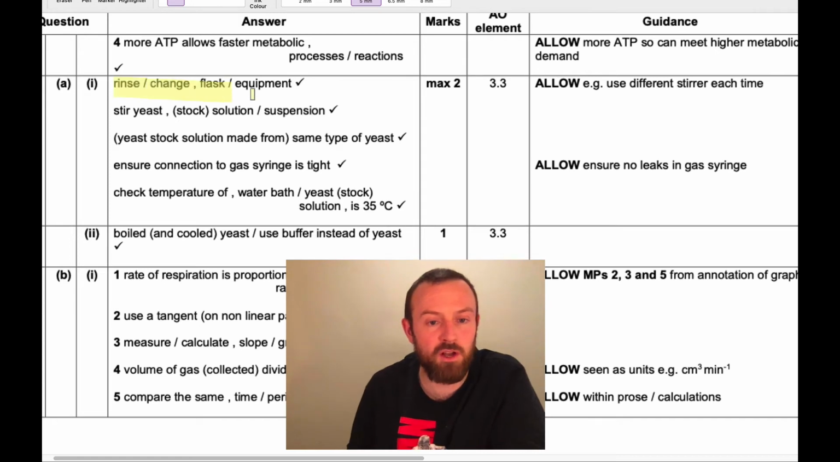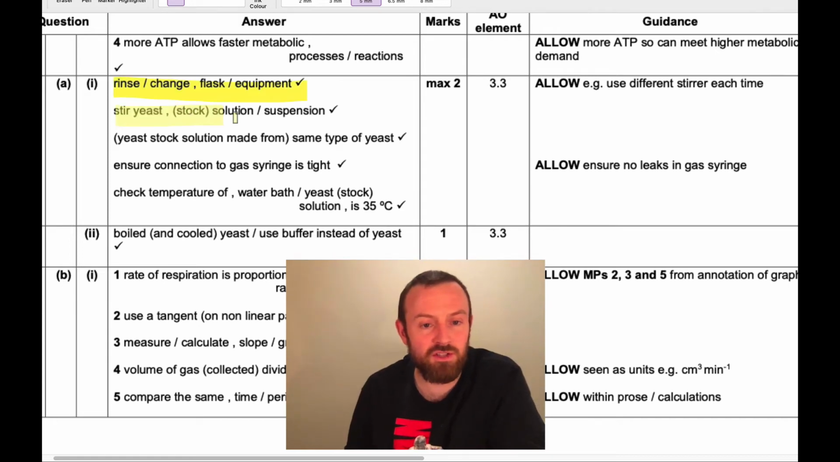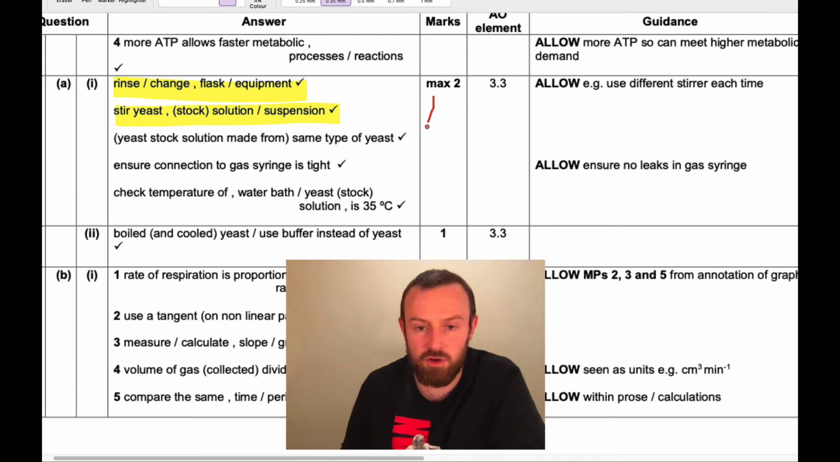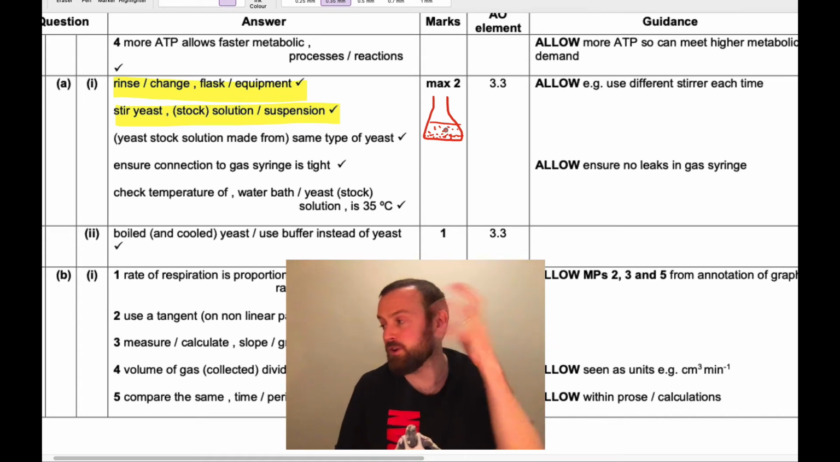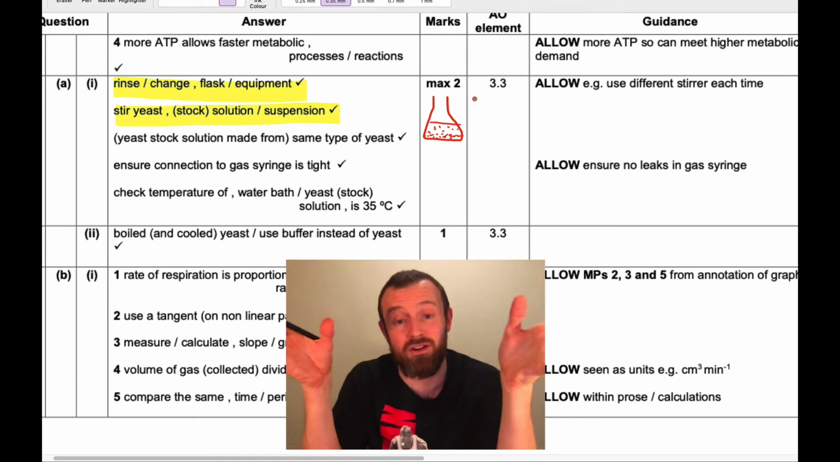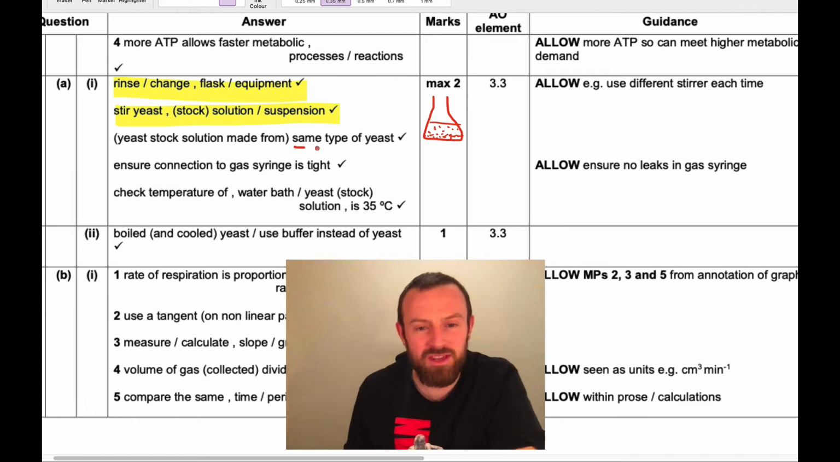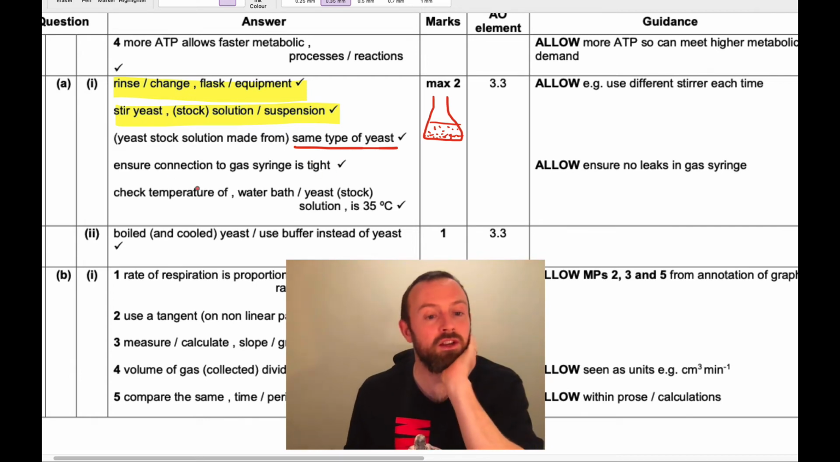So rinse, change flask equipment, stir the yeast stock solution. Oh, that's an obvious one, isn't it? Because if you've got the yeast stock solution in a big old 250 centimeter flask like that, you stir it up and all the yeast is in here, but then it will settle down to the bottom. So you've got lots of dense yeast at the bottom and not so much at the top. And if you take from different points in the flask, that's going to affect how many yeast cells there are. So that's a huge error there. Same type of yeast. Yeah, I think I mentioned that maybe. That's the obvious one.